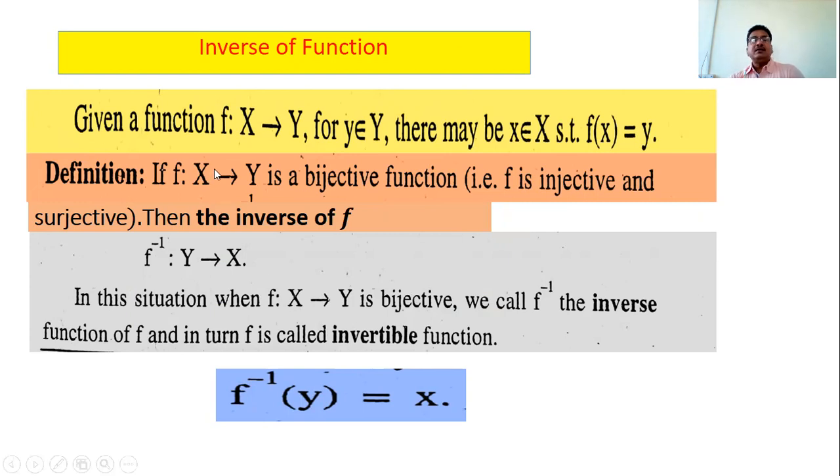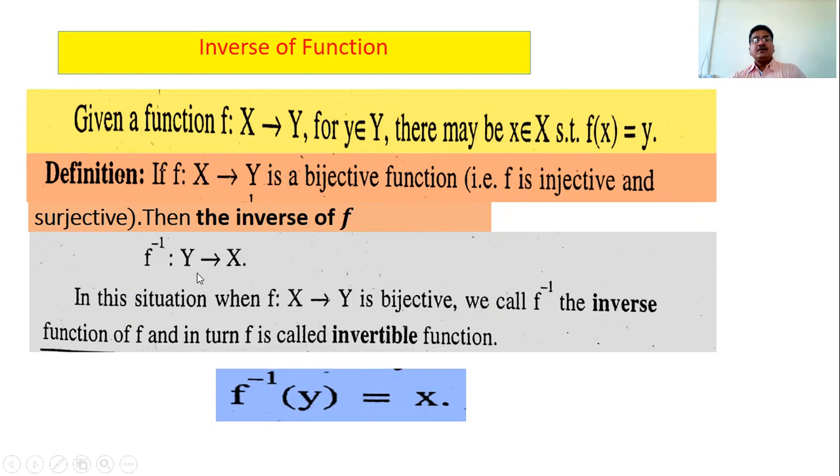Like that, we cannot find the inverse of every function. We can find the inverse of a function if the function is bijective. So this is the necessary condition for the inverse of the function to exist: the function is bijective, that is, injective and surjective. And what is its notation? f inverse, f raised to minus 1, is a function from Y to X.